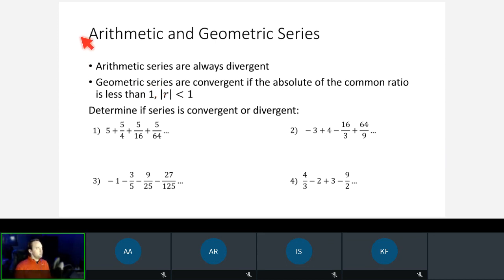All right. For geometric, just like yesterday, for a geometric series to be convergent, the absolute value of your common ratio must be less than 1. And that was from yesterday. So looking at these 4 examples, number 1 says 5 plus 5/4 plus 5/16 plus 5/64. First determine, is this arithmetic or geometric? Which one is it?